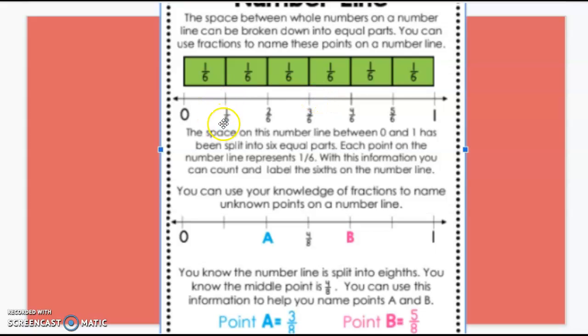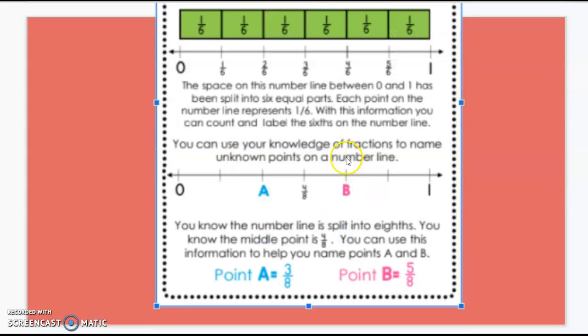They count, this would be 1/6, then they have 2/6. This is 3/6, 4/6, 5/6. And then this is one whole because it is all 6 of the 6 pieces. 1, 2, 3, 4, 5, 6. And notice again, each of these spaces is equal in size. So when you're making your number line and having to represent fractions on a number line, I want you to make your spaces as equal as possible.